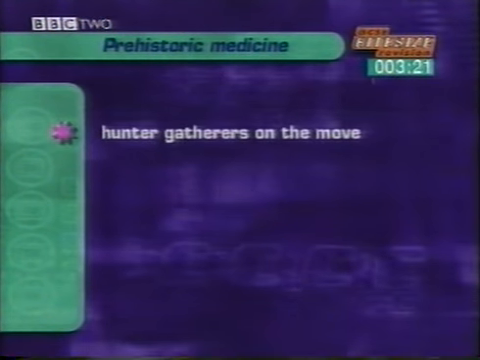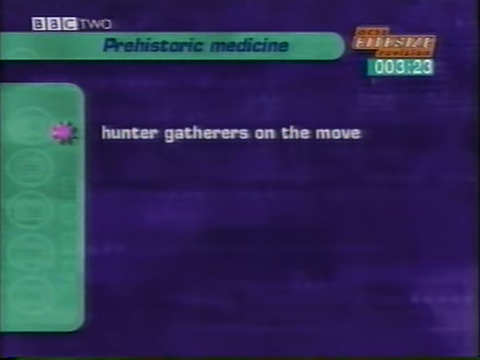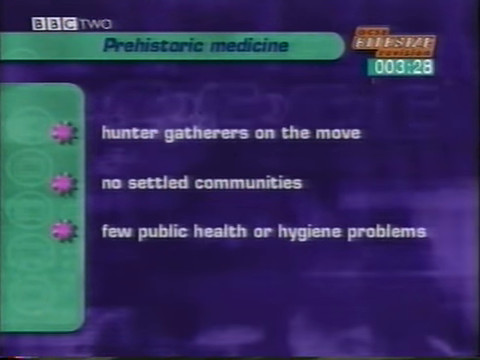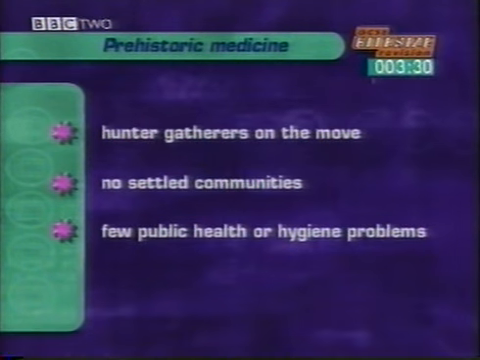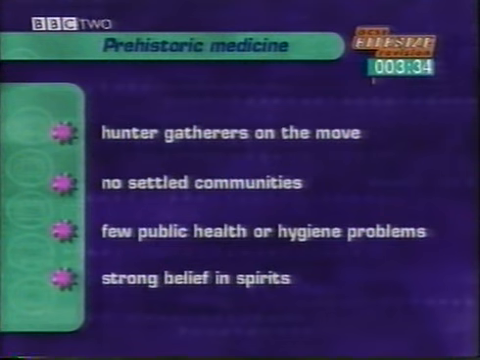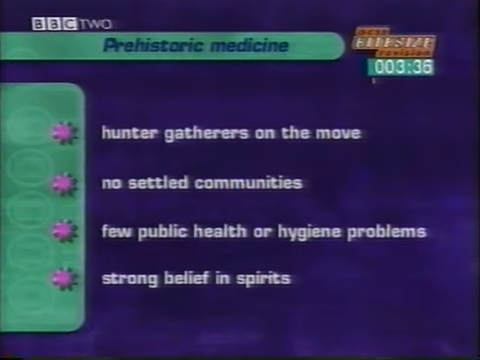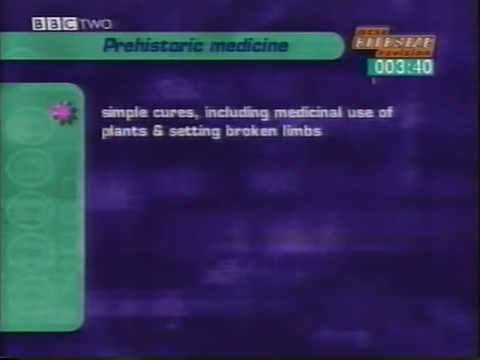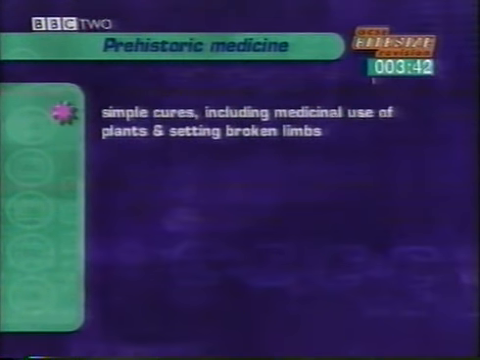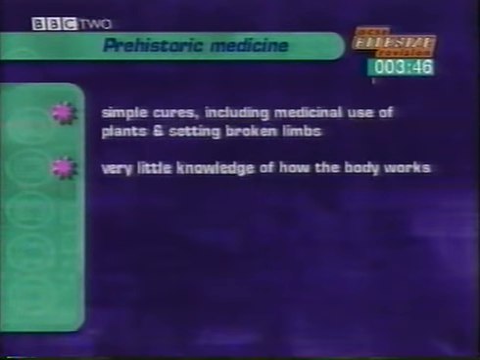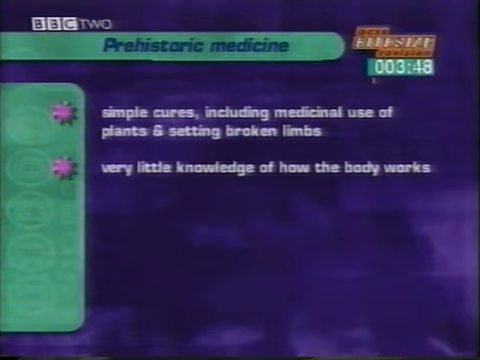Prehistoric people were hunter-gatherers who lived in small groups and kept on the move. There were no settled communities and few public health and hygiene problems. There was a powerful belief in spirits to explain the many things, including illness, which they couldn't explain otherwise. Prehistoric peoples had simple cures for obvious ailments. This included the medicinal use of plants and setting broken limbs in clay. They had little or no knowledge of how the body works.